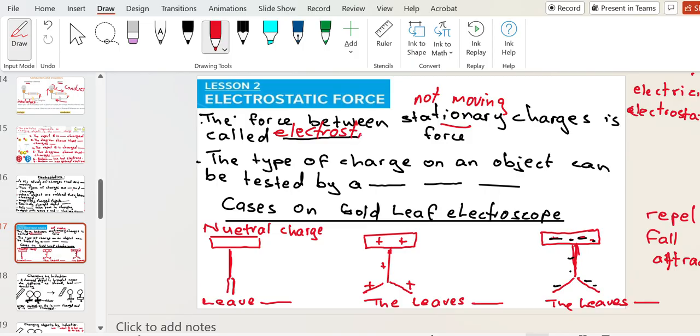Electrostatic means not moving. Electrostatic force. The type of charge on an object, whether positive or negative, can be tested using a gold leaf electroscope. This is the project which I told you to make, a gold leaf electroscope. We use it to test charge. We will discuss it in detail in the next slide.